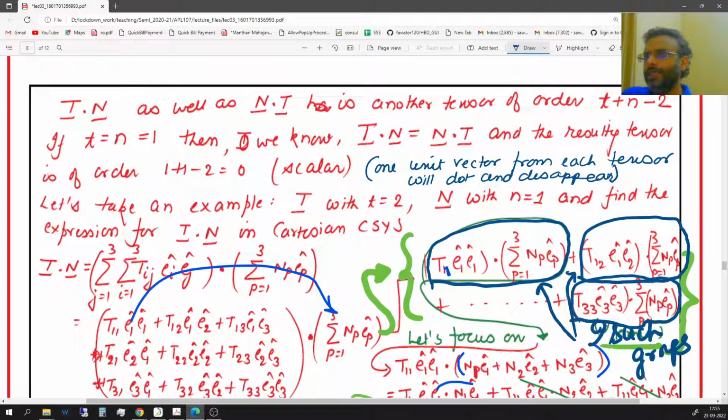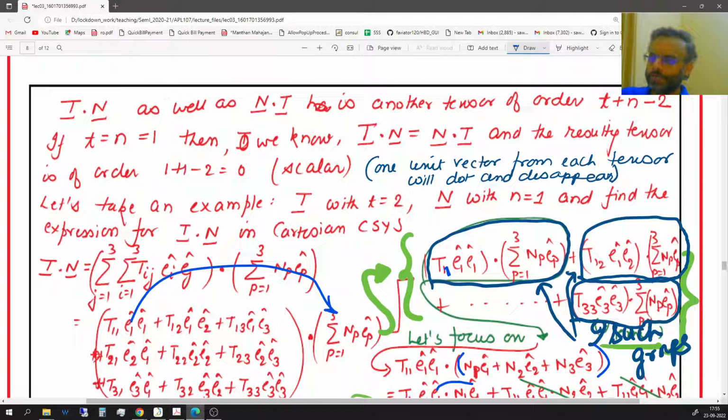In case t equals n equals 1, then of course T dot n will become n dot T, and we are quite familiar with this kind of tensor operation. When n and t both are 1, we are dealing with two vectors, and we know that a vector A dotting with vector B, A dot B, is indeed equal to B dot A. So in that special case, these two will give the same result, but not in general.